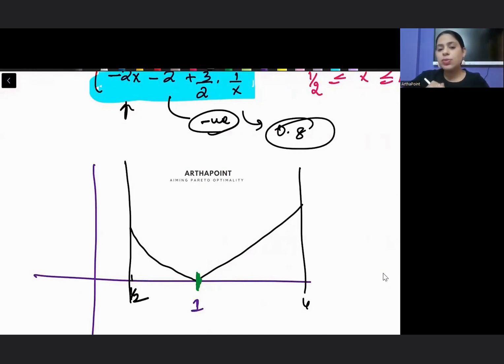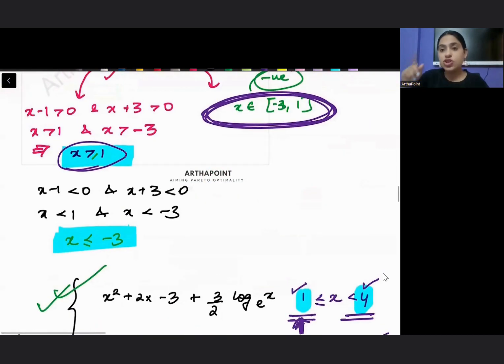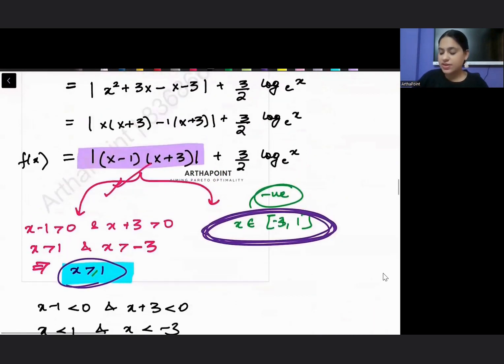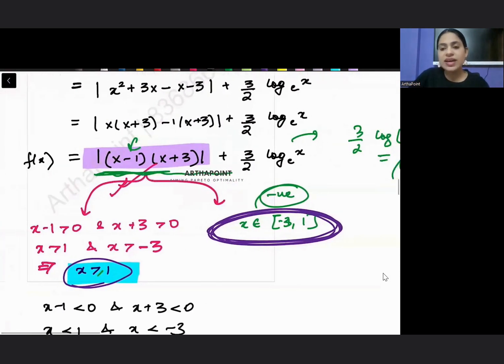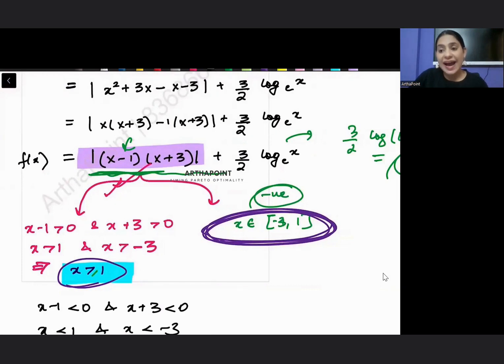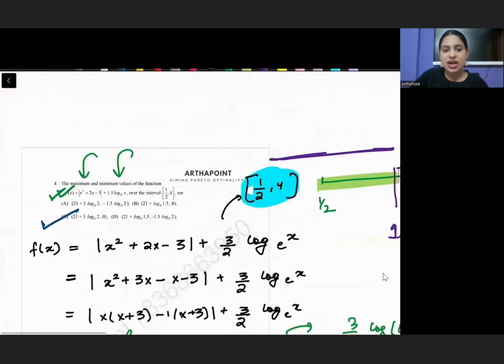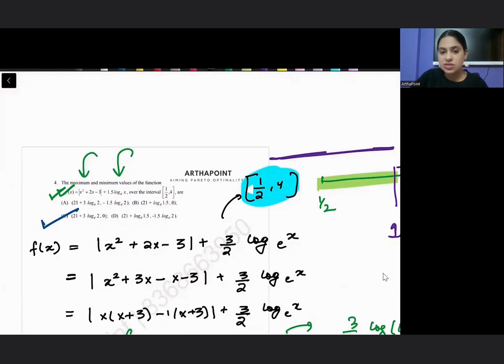So now, because this is decreasing and then increasing, we clearly know that the function attains its minimum value at x equal to 1, right? And if I just find the value of the function at x equal to 1, we see that it is giving us 0. If I put x as 1 here, I will get 3 by 2 log of 1, because this is becoming 0, 1 minus 1. So this will also be log 1, which is 0. So the entire answer will be 0. So what I realize in this case is that the minimum value of the function will be 0.